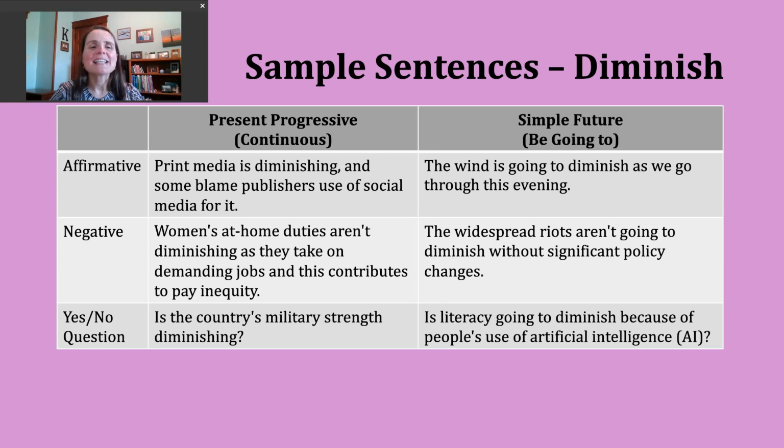In the affirmative here, it says print media is diminishing, and some blame publishers' use of social media for it. So here, print media, this could include newspapers, magazines, right? So we're talking about things that actually get printed.